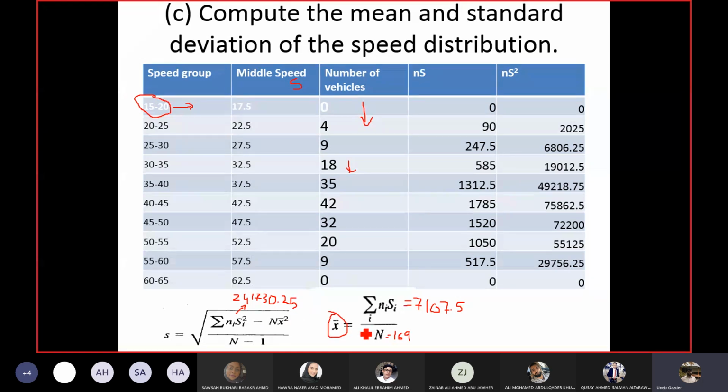So now you can calculate. First of all, you have to calculate the mean because you need x bar here. So you calculate the mean, it comes out to be 42.05. Then you calculate the standard deviation, it comes out to be 8.12.